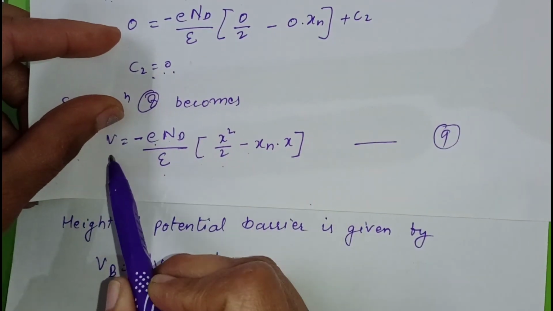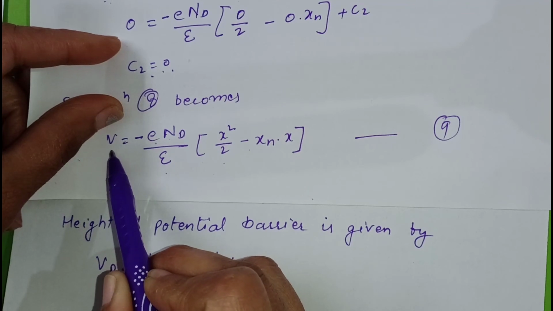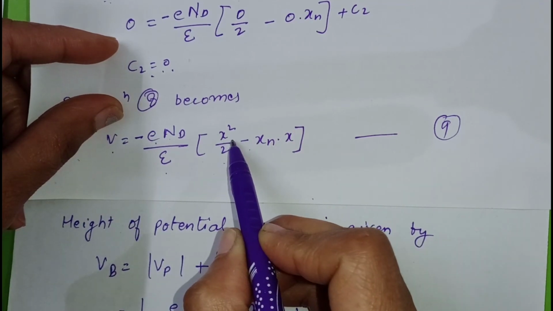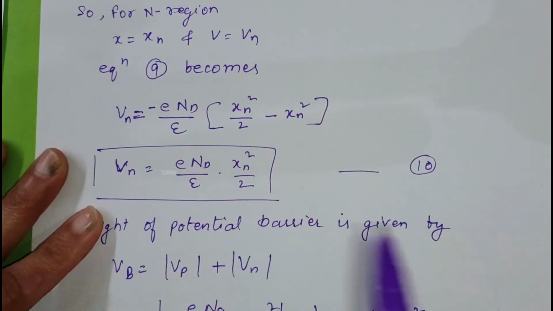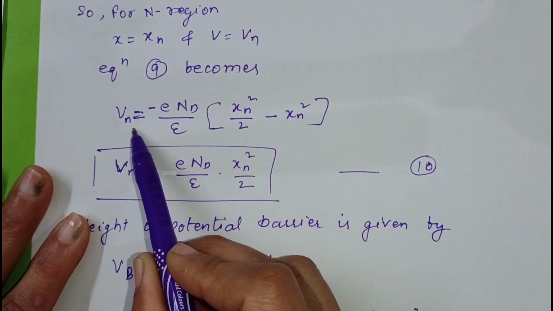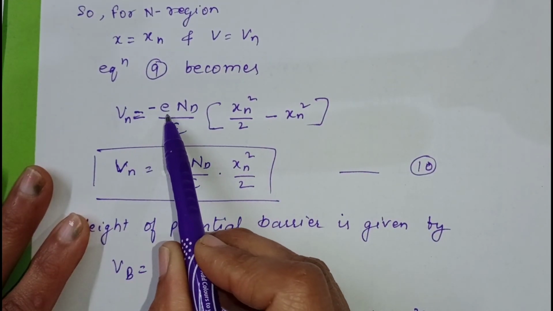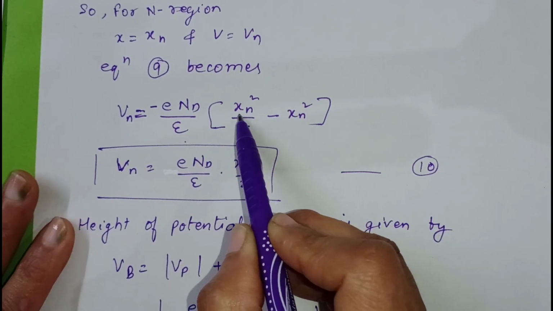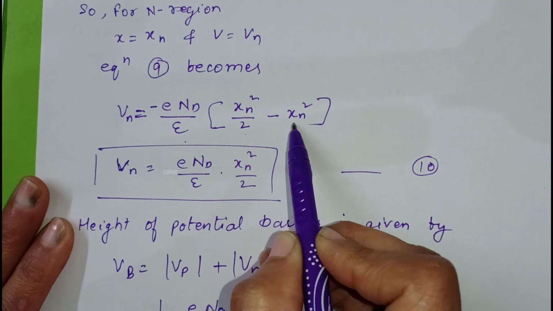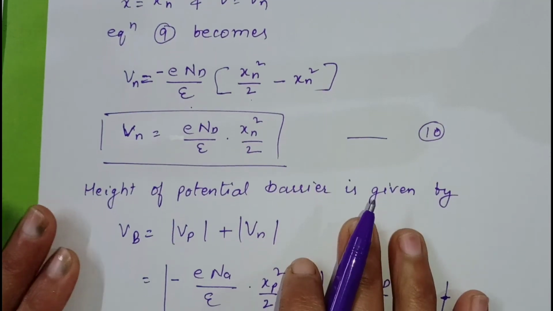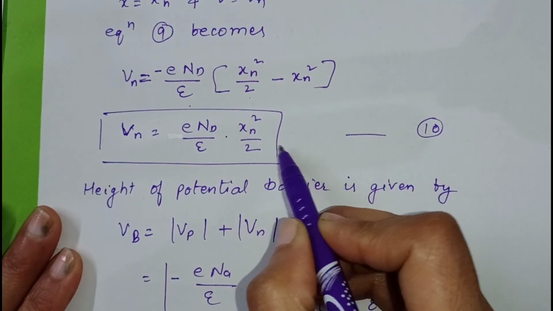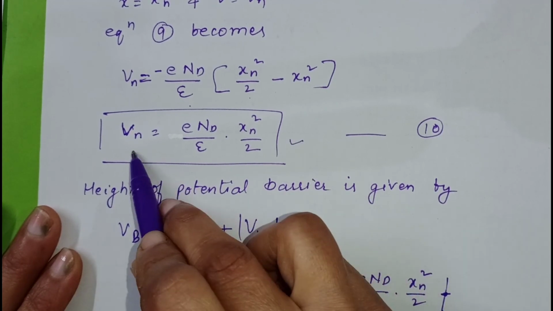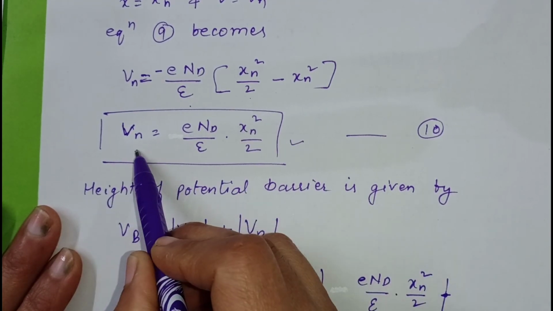So we will take V equals Vn and x equals xn. So the equation 9 becomes Vn equals negative of E into Nd upon epsilon in brackets xn square upon 2 minus xn square. So this is the final equation for potential rise in N region.